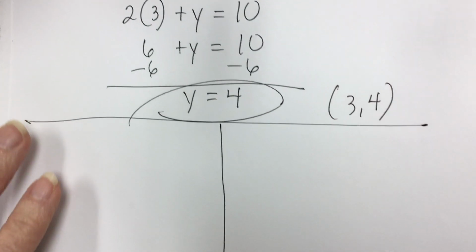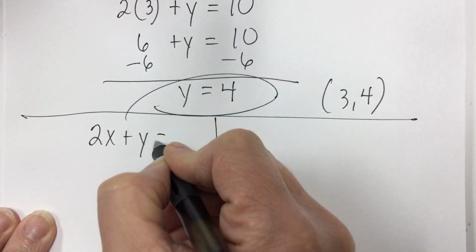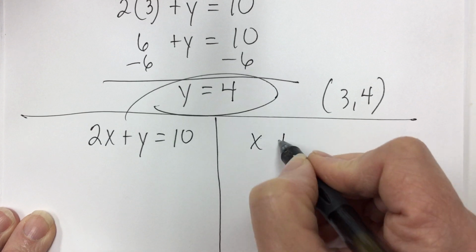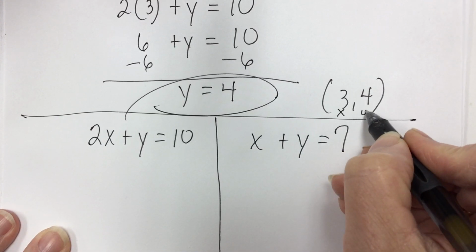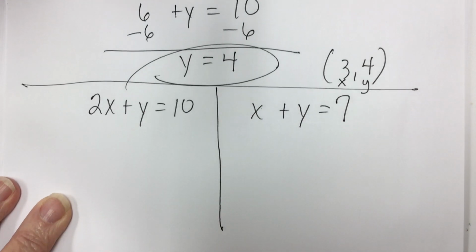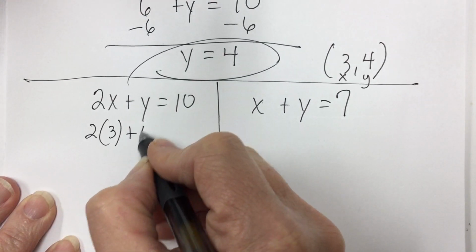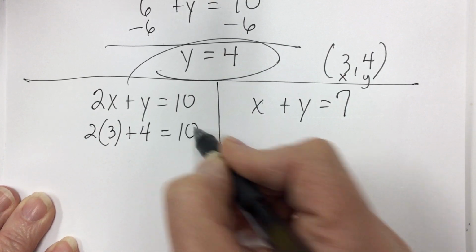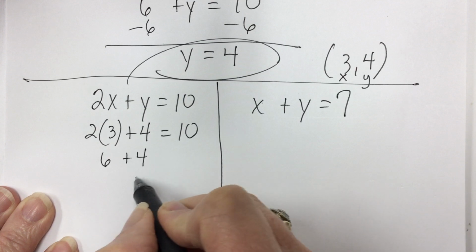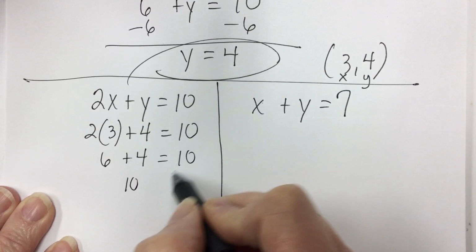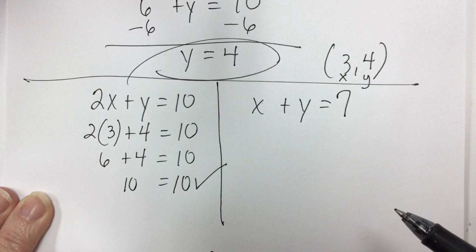So let's check our answer. Plugging that answer back into both equations in the original problem. X is 3, y is 4. So when you plug them back in, that's 2 times x is 3 plus y is 4. Does that give me 10? 2 times 3 is 6 plus 4. 10 does equal 10. The left side does equal the right side, so we are correct.